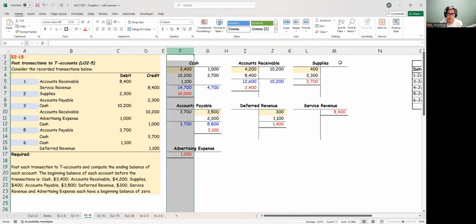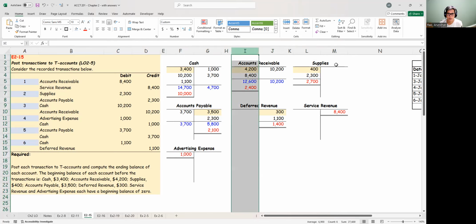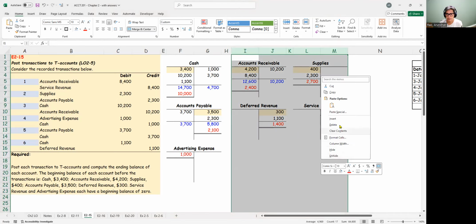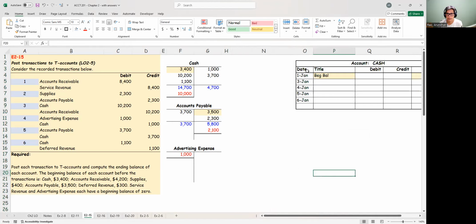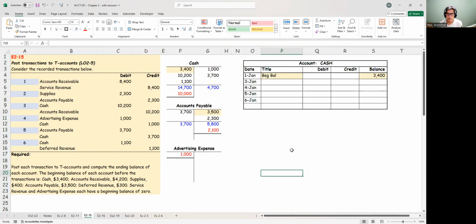So I'm going to hide these columns for a minute. Actually, not all of them. Let me hide these columns. Okay. So this is what it would look like if you had a ledger account. It's the same as the T account, but let me show you what it's going to look like when you have it over here. The first line, you have the name of the account. It's cash. You have a column for date.